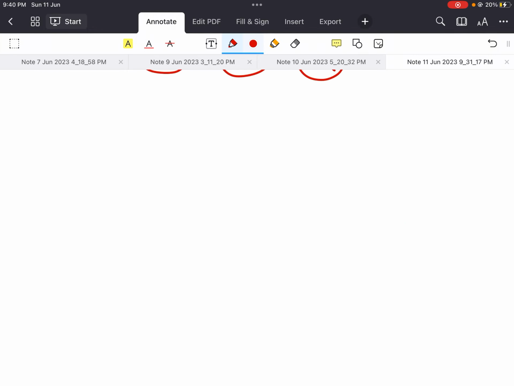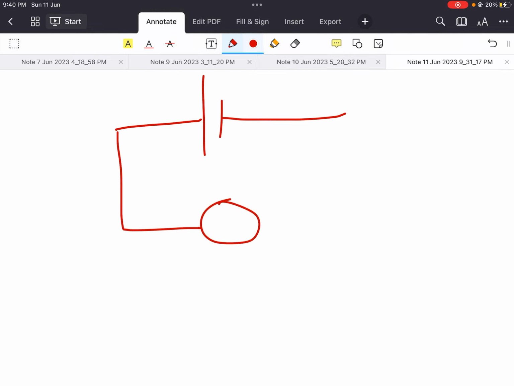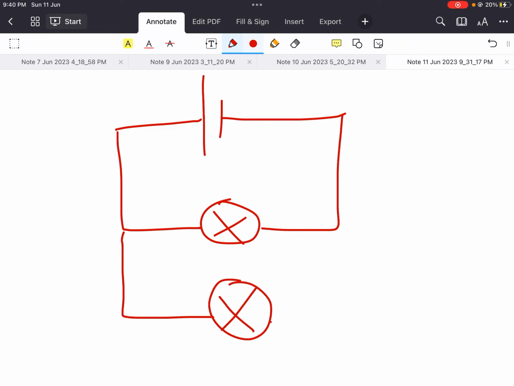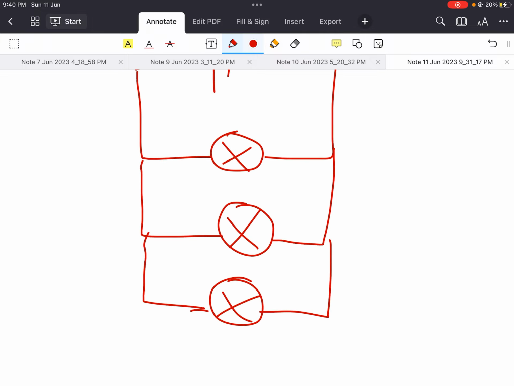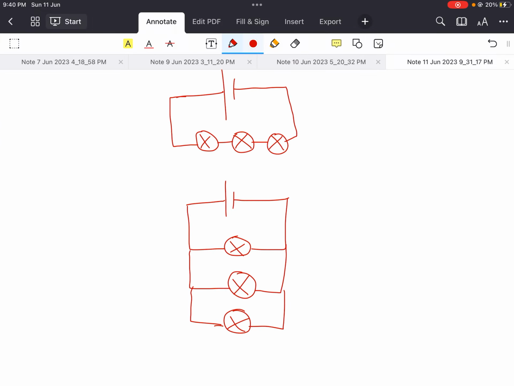Now let me draw a parallel circuit. On the other hand, a parallel circuit is basically this, and this. So as you can see, the filament bulbs are parallel to each other, and in this, the filament bulbs are in series to each other. So what is the difference between these two circuits?